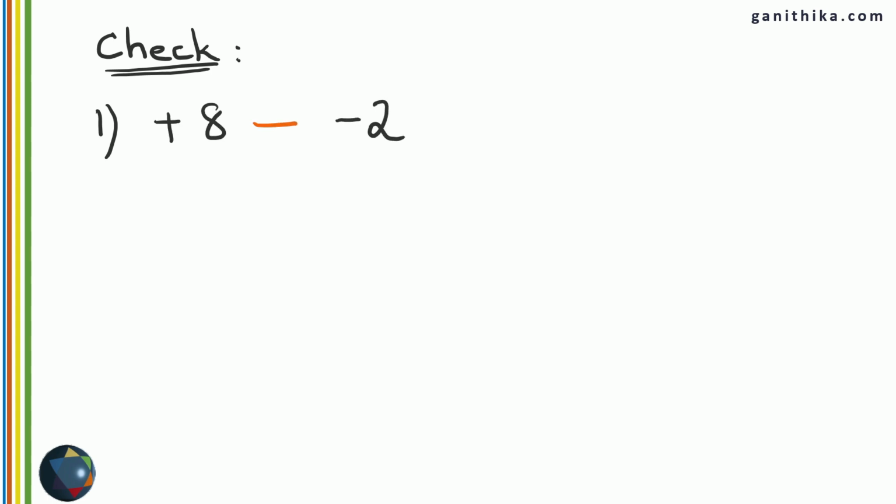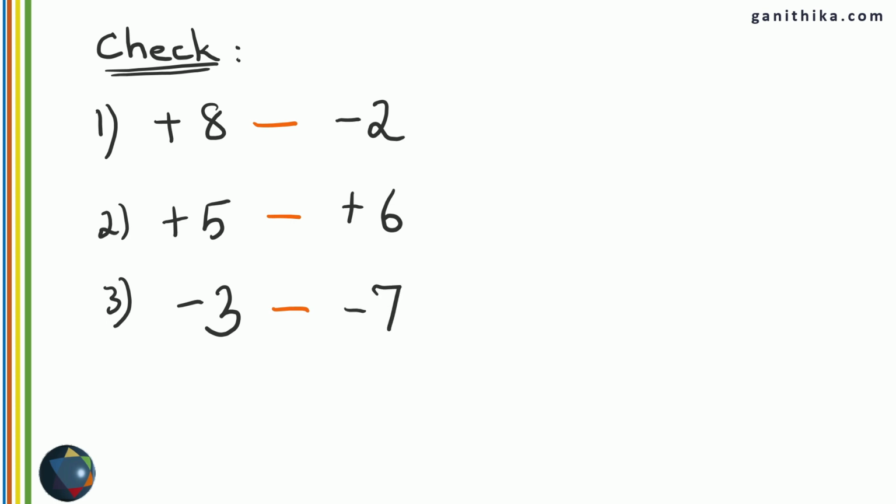Plus 8 minus negative 2, so positive negative subtraction. Plus 5 or positive 5 minus positive 6. Negative 3 minus negative 7. Negative 6 minus positive 4. So negative positive in the last case. Pause the video here. Try to do these subtraction questions. Change all of them into addition by changing the second number into the opposite sign and do the addition.